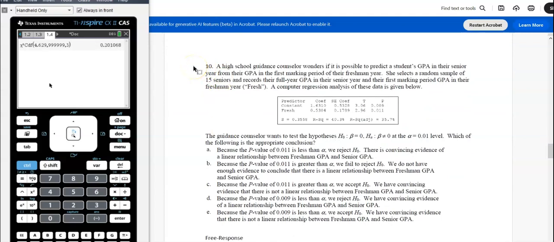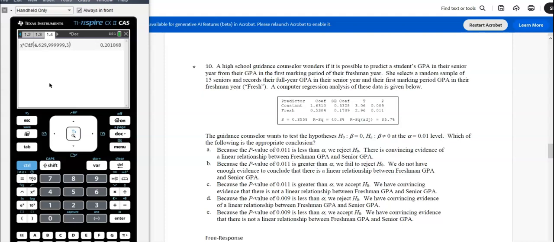A high school guidance counselor wonders if it's possible to predict a student's GPA in their senior year from the GPA in the first marking period of their freshman year. She selects a random sample of 15 seniors, records their full GPA in the senior year, and their first marking period GPA of their freshman year. She did a regression. Okay, so the guidance counselor wants to test the hypothesis that the null is there's no association between the two, the slope is 0. And the alternate is there is an association here, right? Something's going on here. It's either positive or negative. They're basically saying, at the 1% level. Which of the following is the appropriate conclusion?